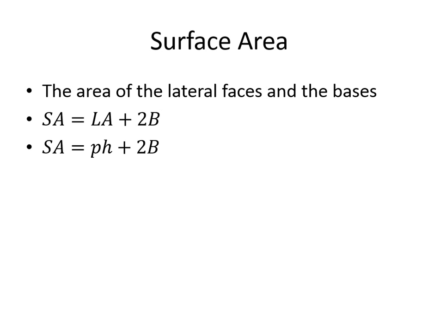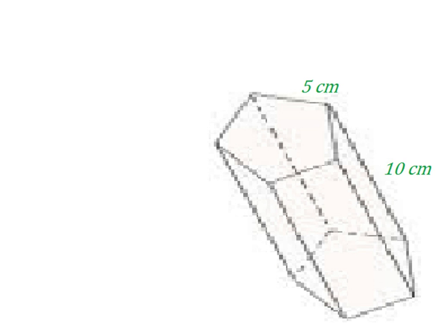Or, if you don't want to try to remember what LA is, you can say SA is equal to PH, perimeter times height, plus 2 times the area of the base. This capital B means area of the base. Okay, so that's what the capital B stands for. It means the area of whatever the base is. Okay, so that's what surface area is: lateral area plus 2 times the area of the base.